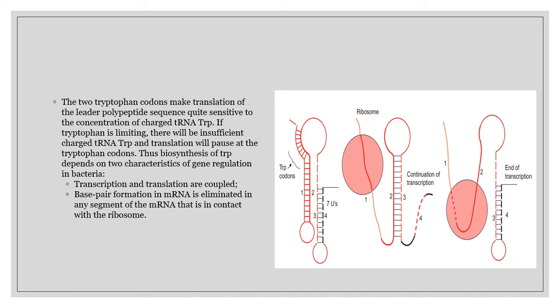First one is that the transcription and the translation are coupled. The second one is that the base pair formation in mRNA should be eliminated in any segment of the mRNA that is in contact with the ribosome.